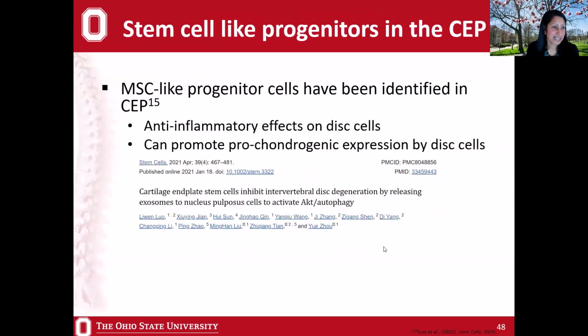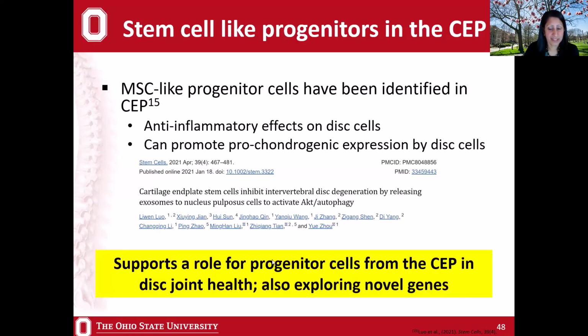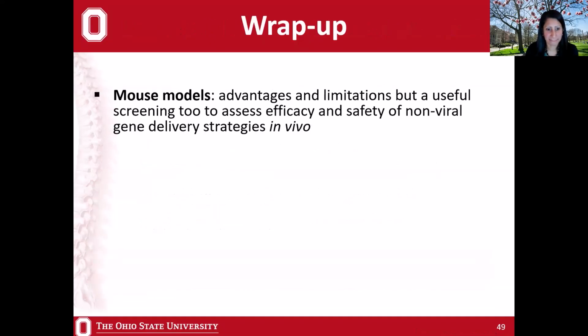So what does this mean related to prior work? MSC-like progenitors have been identified in the end plate. These are anti-inflammatory and can promote pro-chondrogenic expression by disc cells. So it highlights a role for these cells, and there is more exploring we need to do related to the cartilage end plate, given that it has large populations of progenitor stem-like cells. In terms of future work, our lab is exploring some of the novel genes and trying to understand a little bit more about these progenitor cells and what they mean.